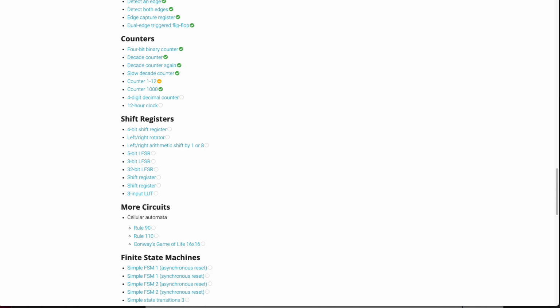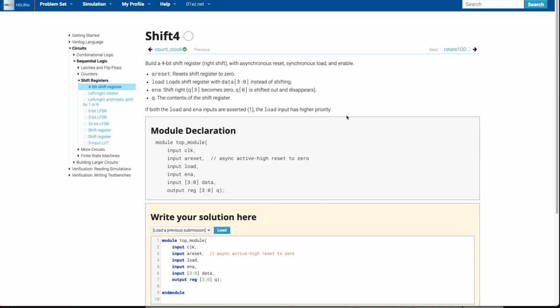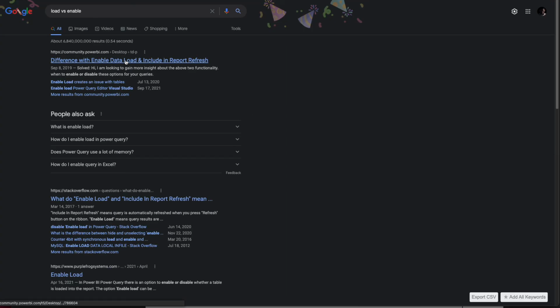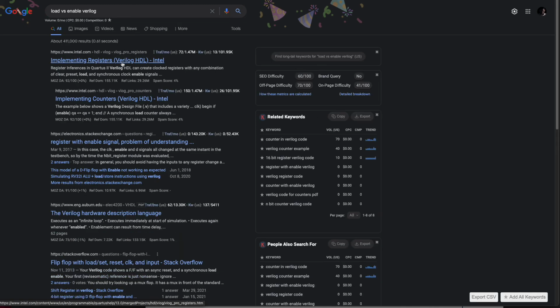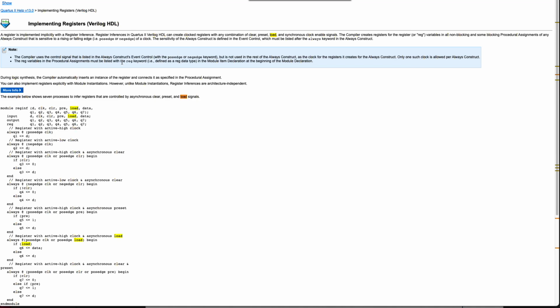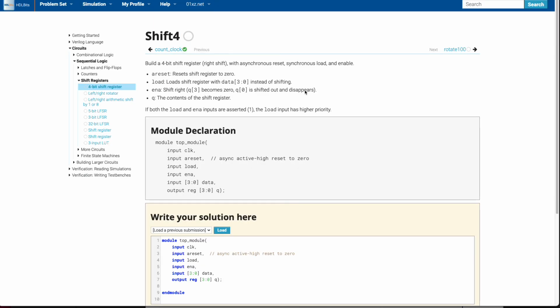All right, let's see if we can do a couple more, because I know these sections start out fairly basic and then they just kill you. Build a 4-bit shift register, right shift, with asynchronous reset, synchronous load, and enable. What is load? Verilog. Load means force some data in. Okay, sure. Loads shift. Okay, I see.